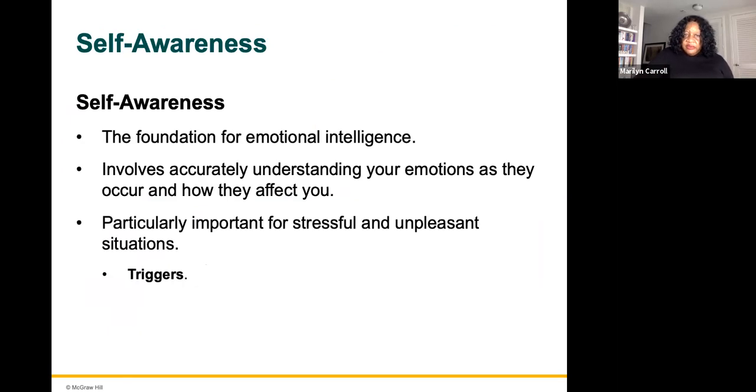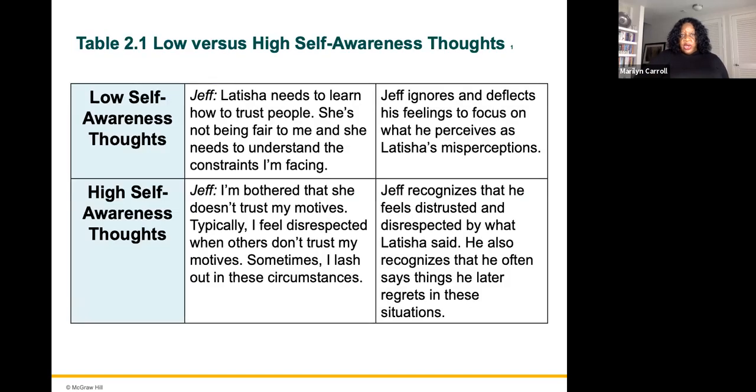So the foundation of emotional intelligence is self-awareness. It involves accurately understanding our emotions as they occur and how they affect us. Particularly important for stressful and unpleasant situations. So some of the triggers are low self-awareness thoughts.